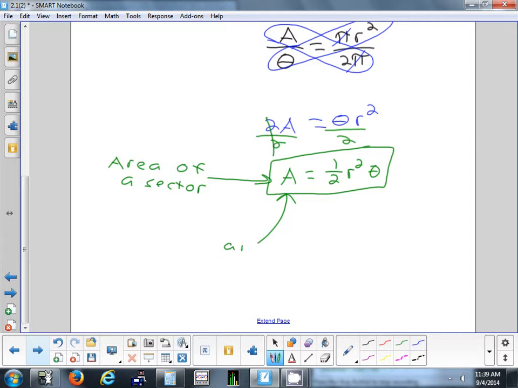So A is area, r is your radius, and theta is your angle. Same restriction on the angle we had with the other formula. You've got to do this in radians. Any question on how I came up with that? 1/2 r squared theta.